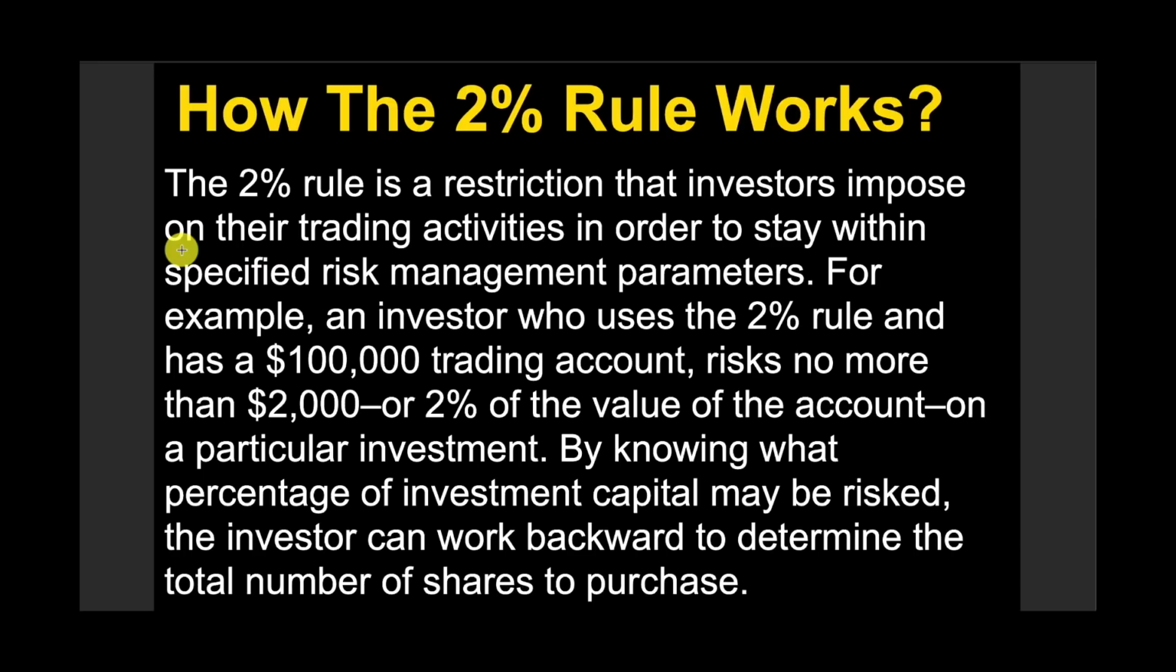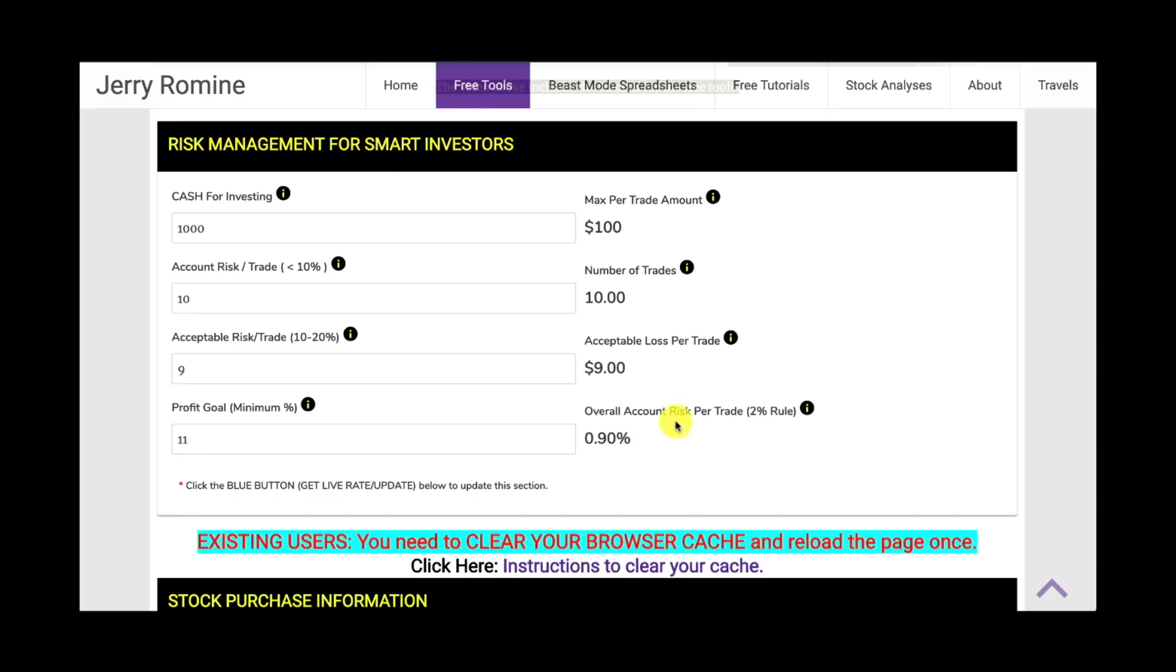By knowing what percentage of investment capital may be risked, the investor can work backward to determine the total number of shares to purchase. I really encourage you to stay within the 2% rule, and you can play around with your risk levels by playing with these 3 different categories right here.